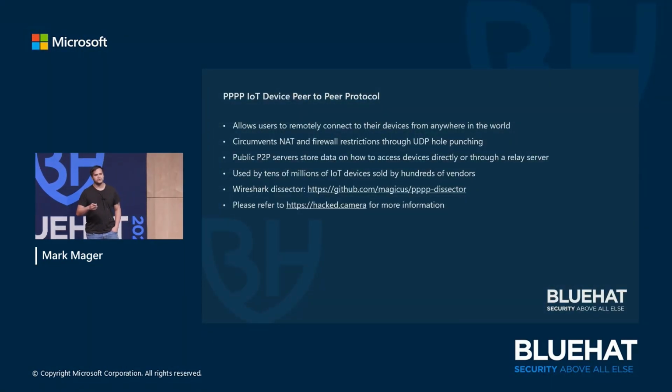If you're not familiar with that protocol, there are a few key takeaways to remember. It's designed to provide users with remote access to their devices by circumventing NAT, firewall restrictions, or any network security configurations through UDP hole punching, in a manner similar to the STUN protocol. But this protocol is not very publicly documented. We couldn't find any official public documentation to this day, but it is used by several IoT vendors in the space and is operating on tens of millions of devices. If you want to know more about it, definitely check out Paul's site, hack.camera, for more information.